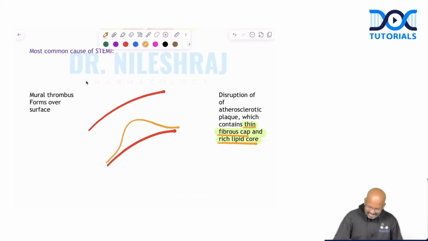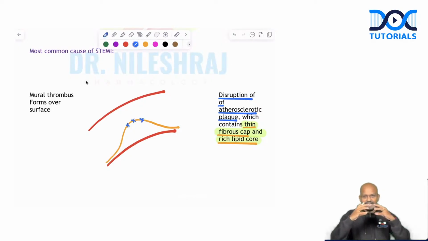Okay, what exactly is disruption of the cap? As we can see, disruption of an atherosclerotic plaque which contains a thin fibrous cap and a rich lipid core. This area is going to get disrupted. Okay, when that area is getting disrupted, the contents are getting exposed to the blood, and that is where a superadded blood clot will start to occur. So if we have a blood clot, we call it a thrombus. If it is attached to a blood vessel, if it is fixed onto a particular area, we will be calling it a mural thrombus.